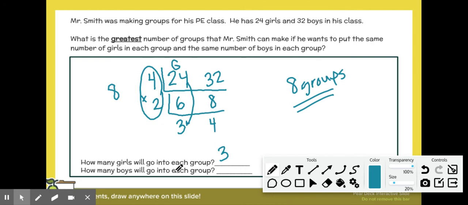How many boys will go into each group? 32 boys. So boys is 32. 32 boys divided into 8 groups gives me 4. So 4 boys in each group. And that would be number 1.